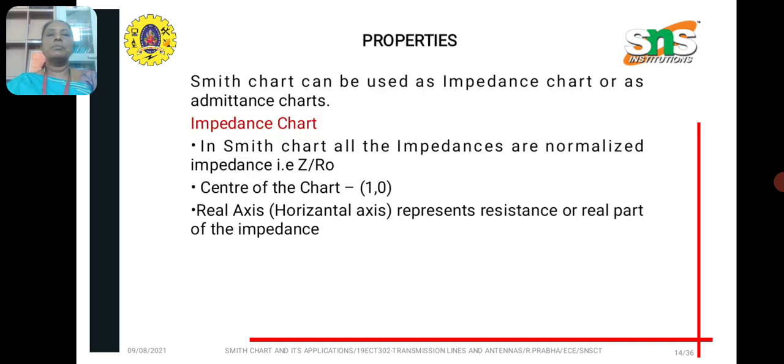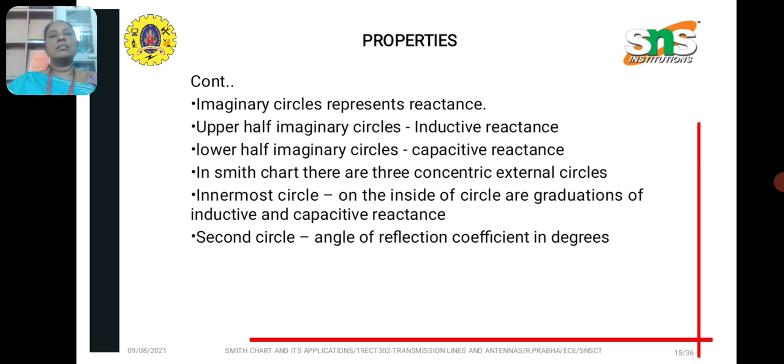And now the properties of the Smith chart. The Smith chart can be used as an impedance chart or also as an admittance chart. In the Smith chart, all the impedances are normalized impedances, that is, dividing the impedance by its R0 value, the characteristic resistance. And we know the center of the chart is 1, 0. The real axis, that is the horizontal axis in the middle of the chart, represents the resistance or the real part of the impedance value, and imaginary circles represent the reactance. Upper half imaginary circles are inductive reactance, lower half imaginary circles are capacitive reactance.